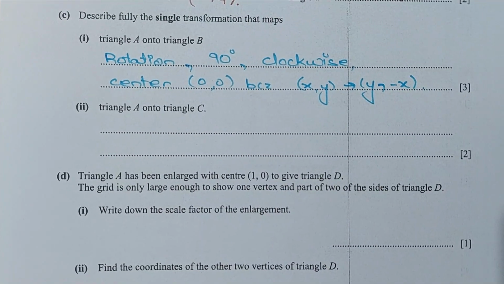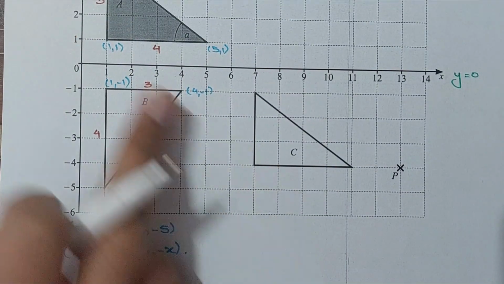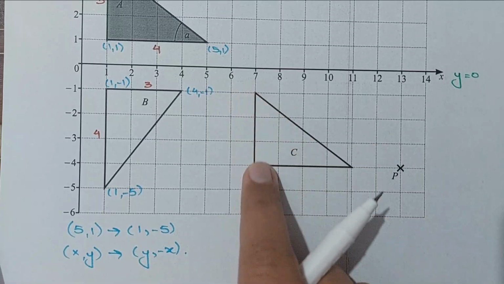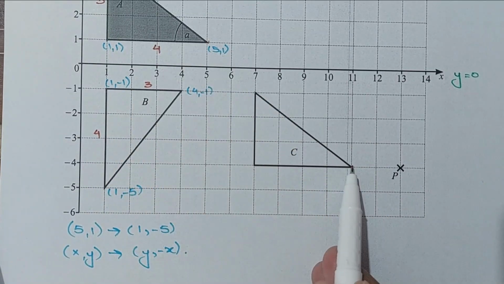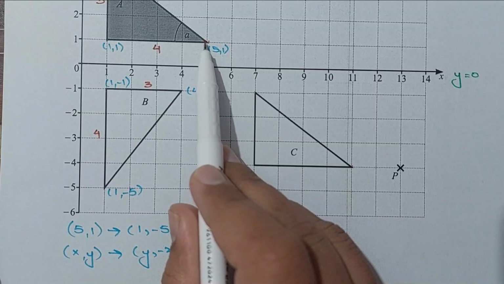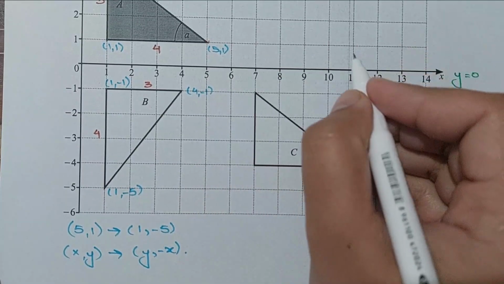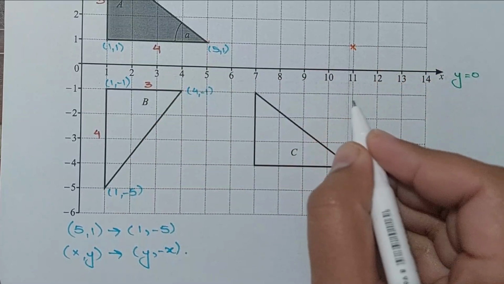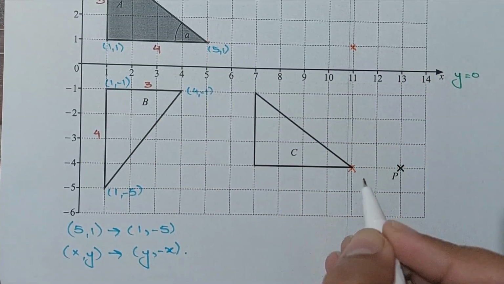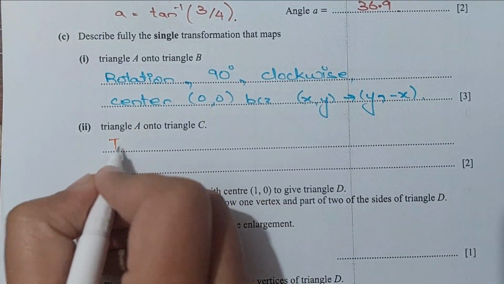Okay, now for the second part, triangle A onto triangle C. A onto C. This is A and this is C. It's just a translation. This is also 3 units, this is 4 units, right? So pick this point and find out the translation. So we are moving 1 unit, 2 unit, 3 unit, 4 unit, 5 unit and 6 units to the right and 1, 2, 3, 4 and 5 units down. 6 right and 5 down. So it is a translation.